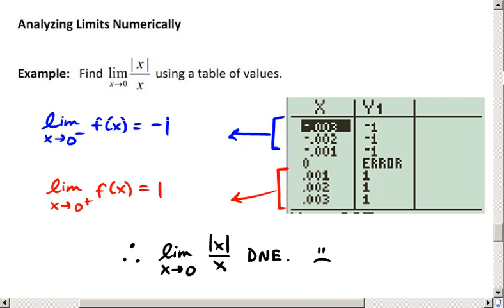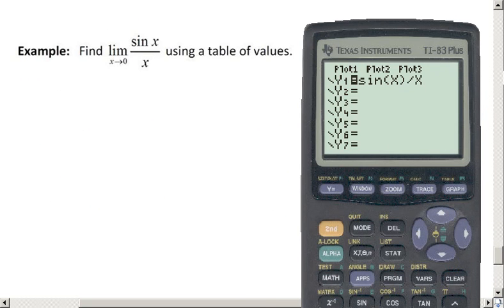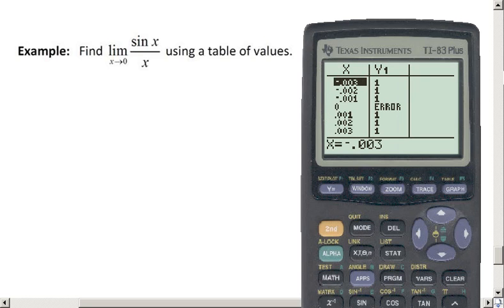Moving on to another example, let's try a different function, the limit as x approaches 0 of sine of x over x. Applying the same principles, it looks like what we have going on here is that, of course, it's undefined at 0, but as we approach from the left side, the values are going towards 1. As we approach from the right side, the values are going towards 1.